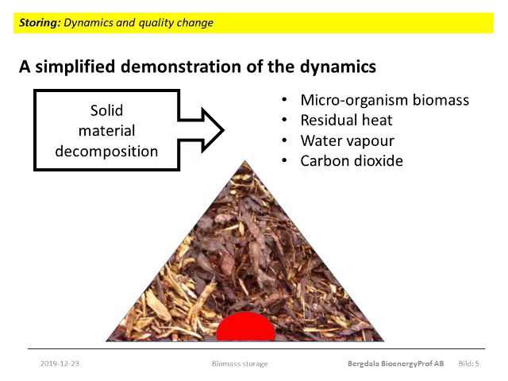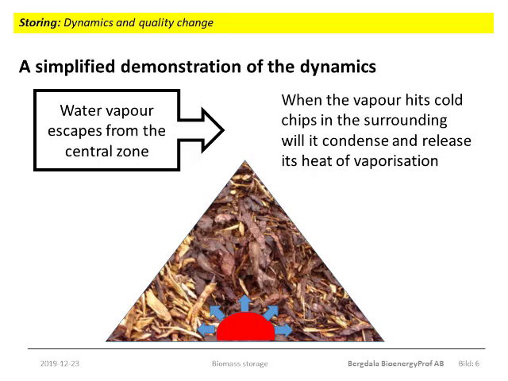First, we can state that there are 4 main results of the decomposition. First, the microorganisms grow. Then heat is released. And as the third consequence, water vapor plus carbon dioxide are formed. And then the fourth consequence is that in the central zone the temperature rises, and so does the concentration of water vapor. Sooner or later the atmosphere in the central zone will become saturated with respect to water vapor.